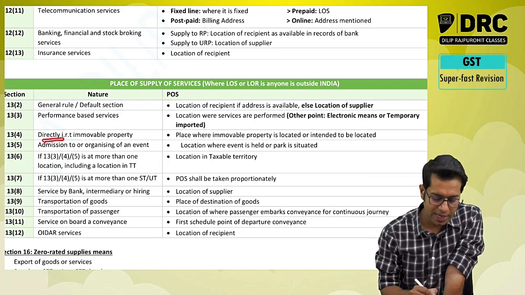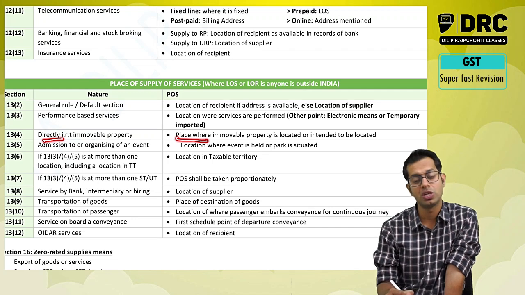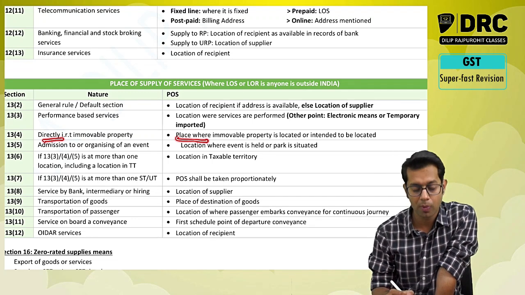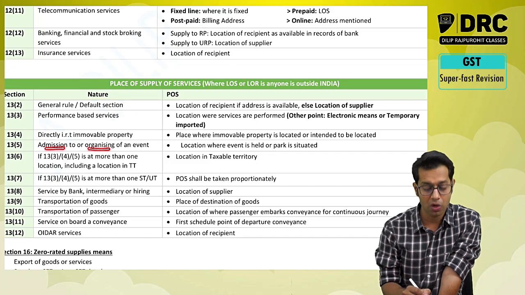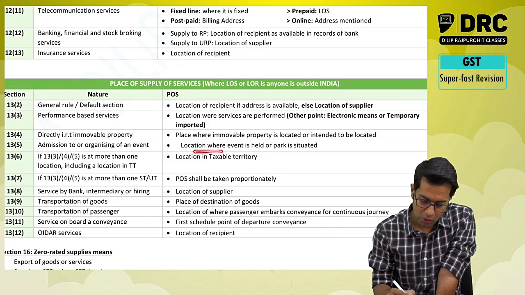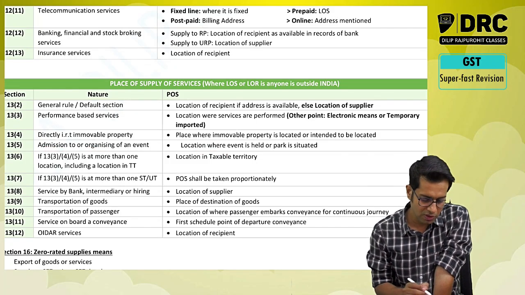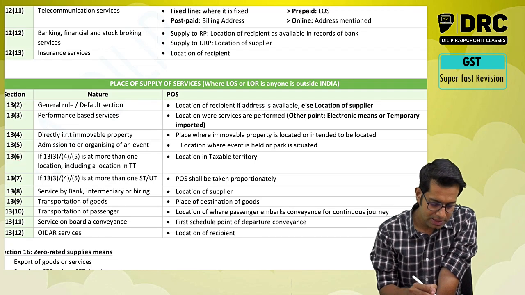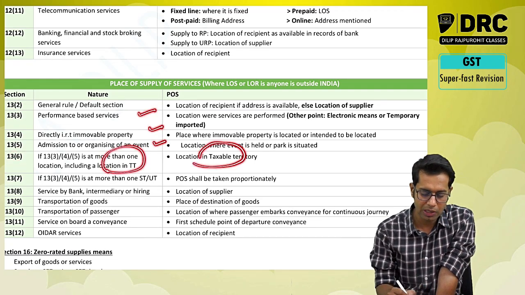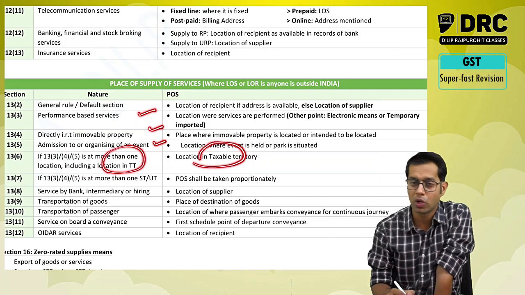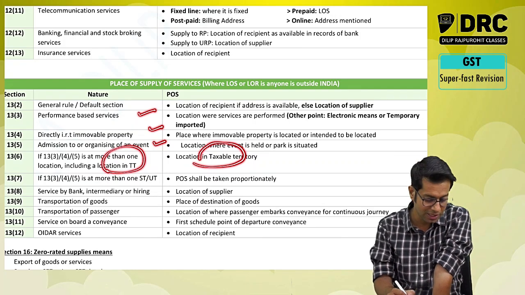If the services are directly related to immovable property, the place where immovable property is located or intended to be located. In case of admission or organization of an event, the location where event is held will be taken as place of supply. In case section 13(3), (4) and (5) services are given at more than one location, including a location in taxable territory, then the location of taxable territory will be taken as place of supply.